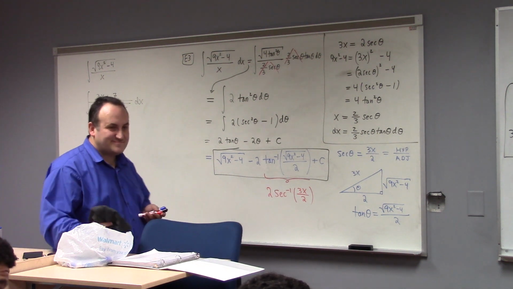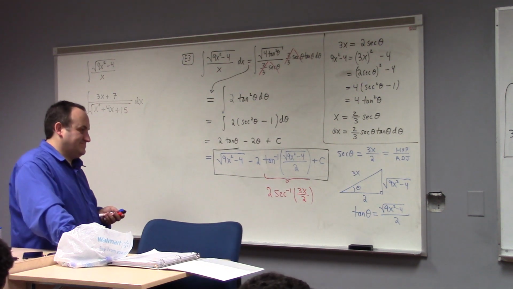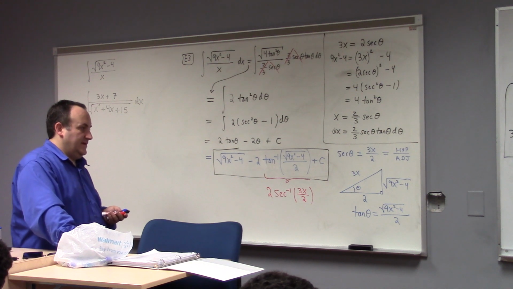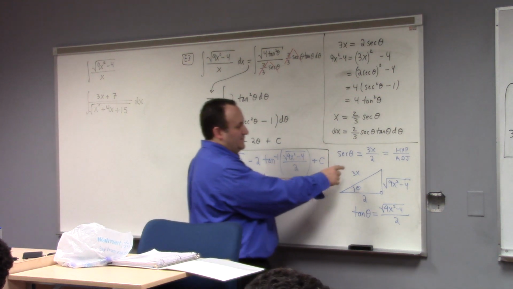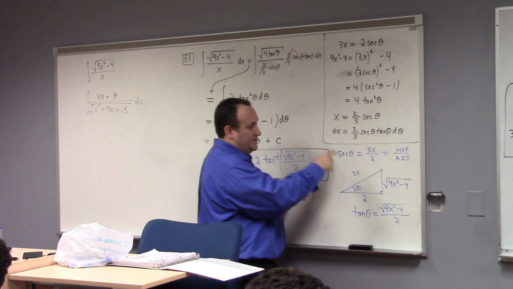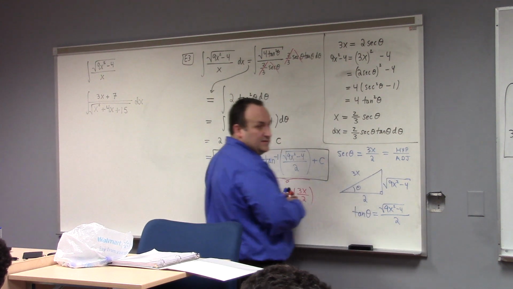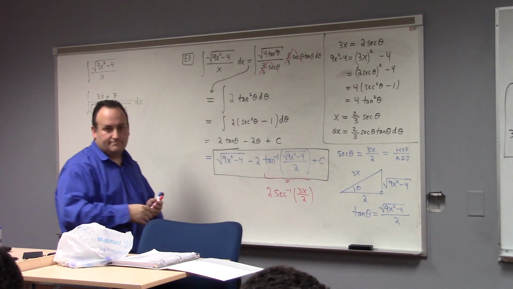Yes? So you drew that triangle based off the fact that you chose 2 secant theta. Yeah, I drew that triangle on the basis of, like you said, the initial substitution, which then told me secant was this. Yes, sir. So, yep.